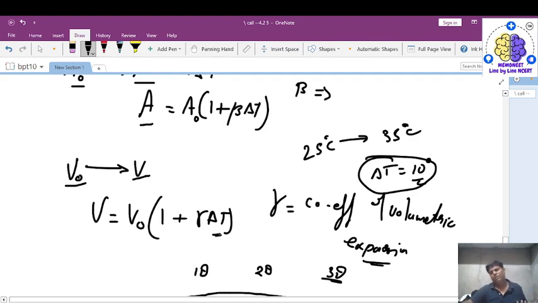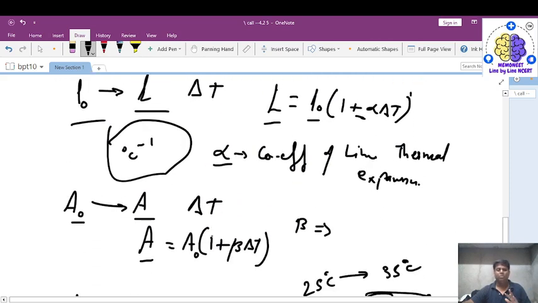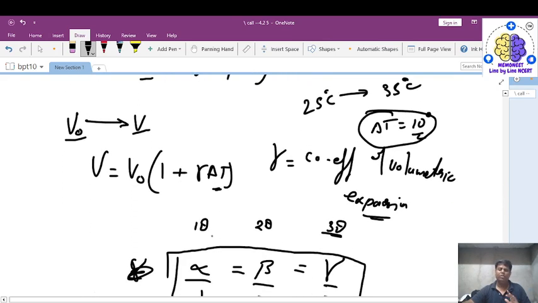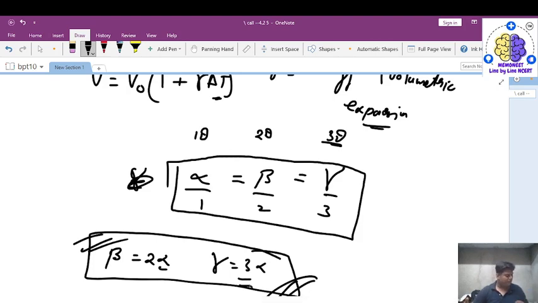So there are three types of expansion: linear expansion, superficial expansion, and cubical expansion. The coefficient for linear expansion is alpha, for superficial expansion is beta, and for cubical expansion it is gamma. The relation between alpha, beta, and gamma is alpha equals beta by 2 equals gamma by 3, and from here we can say that beta is equal to 2 times alpha and gamma is equal to 3 times alpha, right? This is what we have studied till now. So heat is a form of energy and temperature is its consequence. We have seen the scales and then we have seen the expansions.